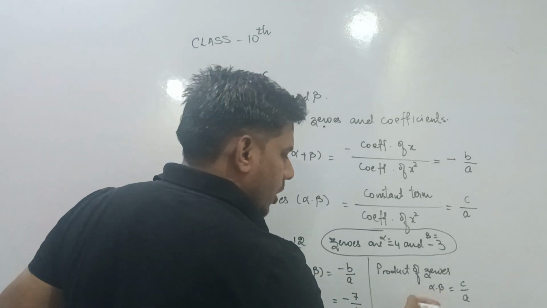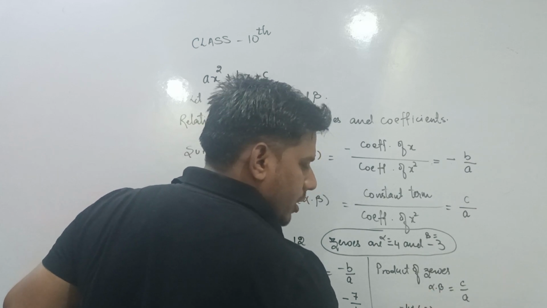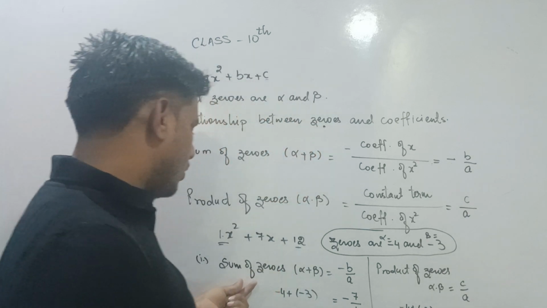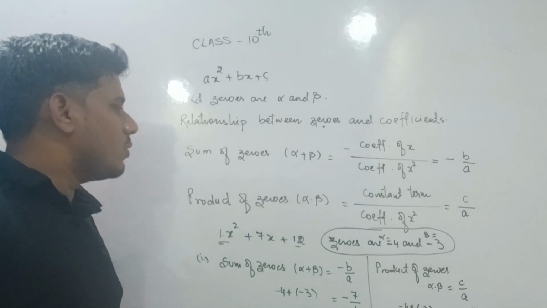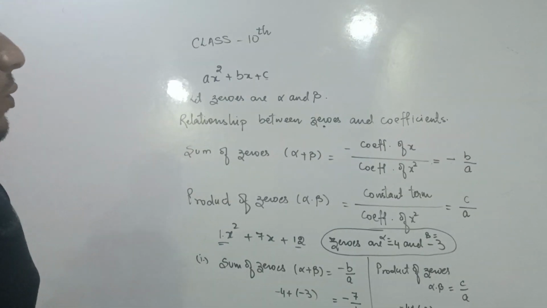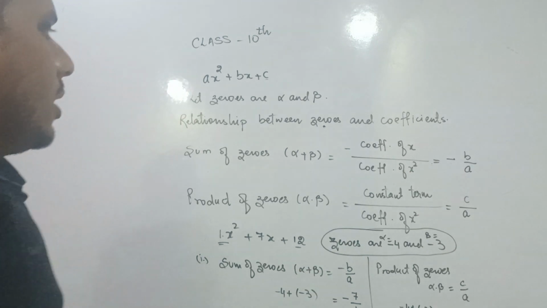Here, if we put alpha equal to -4 and multiply by beta equal to -3, minus into minus is plus, and 4 into 3 is 12. So this is the verification of the sum of zeros and product of zeros of a quadratic polynomial with their coefficients. I think it is clear. Now we will move on.